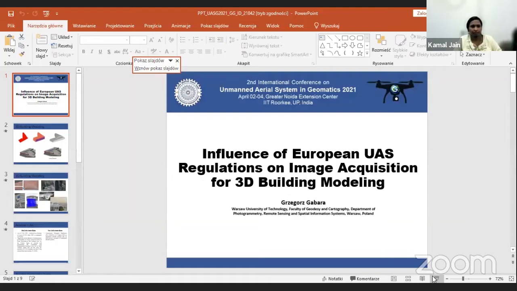So the first presenter can start the presentation. I think we are moving in the same sequence in which we have the papers with us. Influence of European UAS regulation on image acquisition for 3D building modeling. This is from Poland. Yes, sir. First presentation.